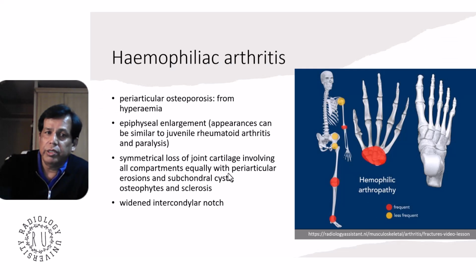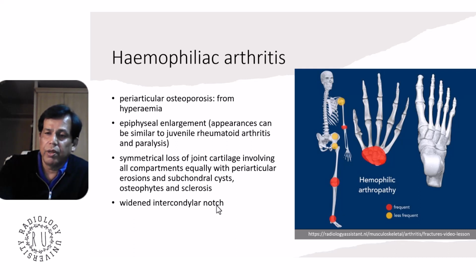So here you can see it is periarticular osteoporosis. You can go through that, epiphyseal enlargement as we discussed. Loss of cartilage can have widening of the intercondylar notch. Yes, the Fairbank triad is in that one also, in hemophilic arthritis. You can see the distribution. You can get pseudotumors, you can get osteoarthritis. These are all chronic secondary complications of hemophilic arthritis.